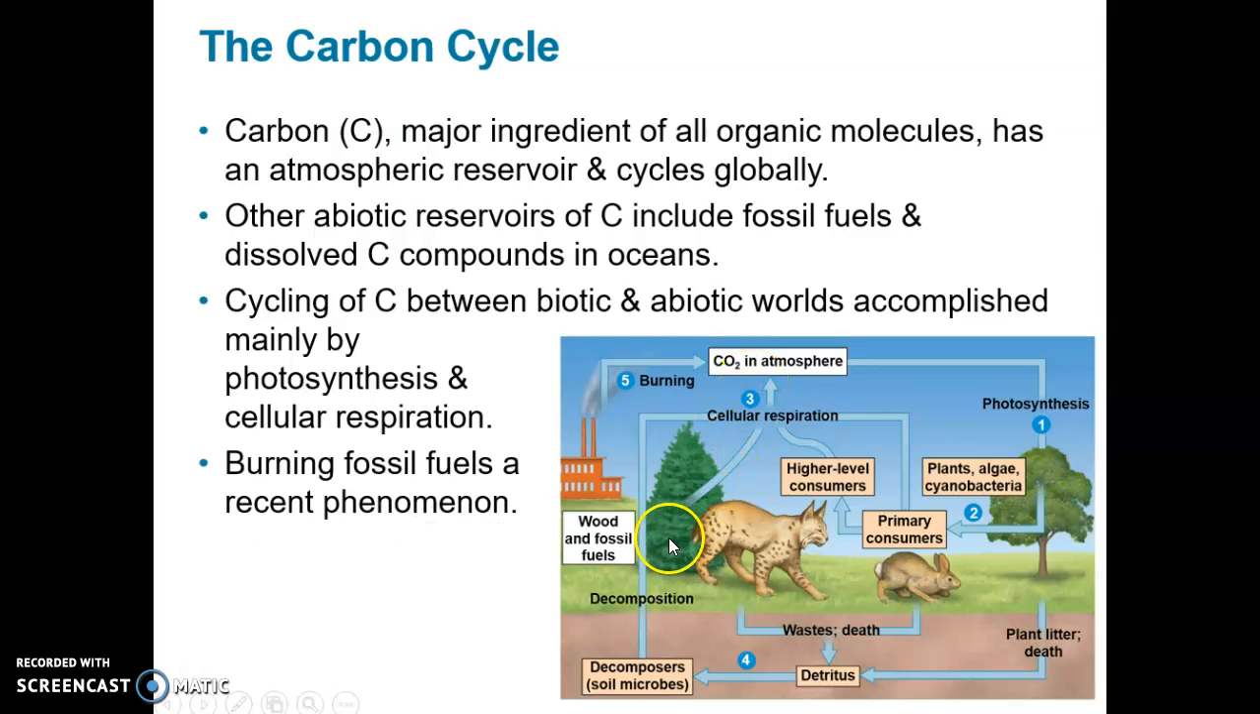The other component that we see here is the burning of wood and fossil fuels by humans. It's actually adding more atmospheric carbon in the form of carbon dioxide into the atmosphere, causing things like global climate change. And that's a fairly recent phenomenon, only in the last few hundred years, but it's significant.